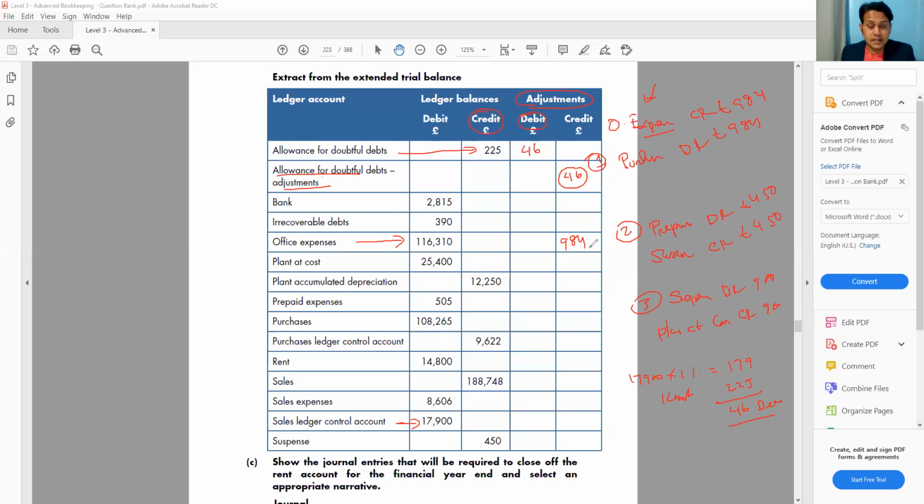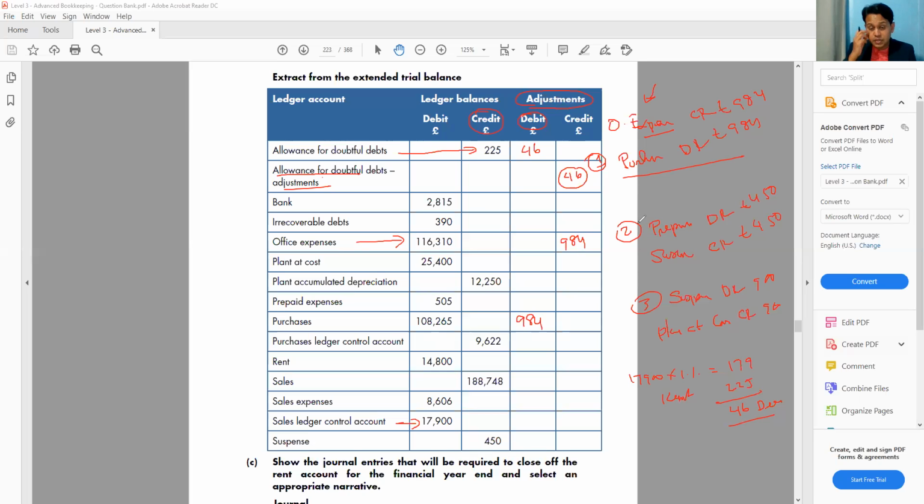As soon as I make that adjustment, 984 credit, debit and credit will offset each other and it will be reduced by 984. On the other hand, purchase, I want to increase it. So purchase is a debit. If I want to increase it, I make it debit again. So debit and debit will be plus and plus. So it will be added. So new purchase will be now the new figure. Number one is done. Number two, we have a prepayment.